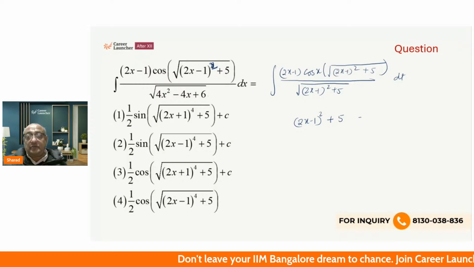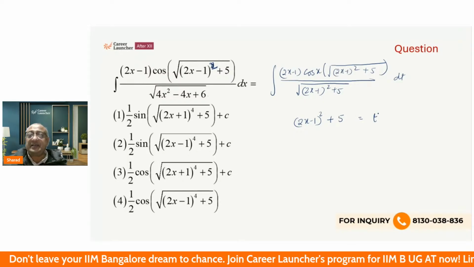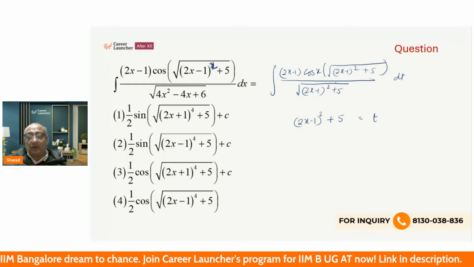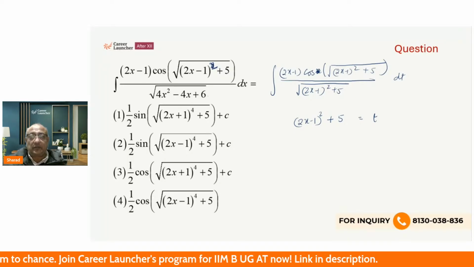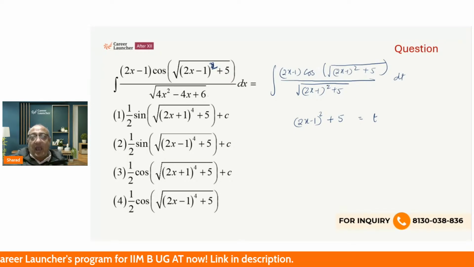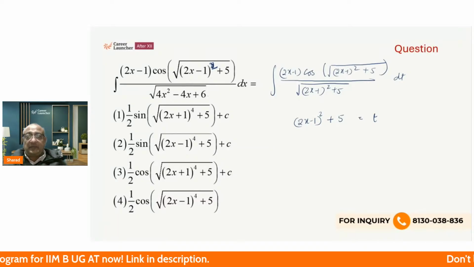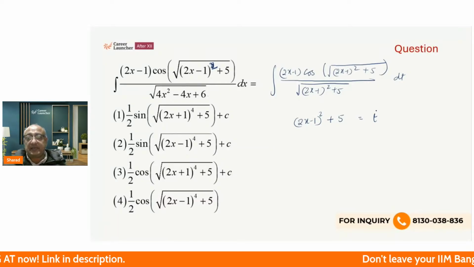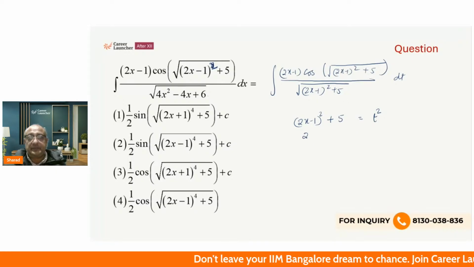So as I have told you, I'll put 2x minus 1 whole square plus 5 is equal to, what should I put? I have told you I'm sick of this. You know what? This is not x, this is cos only. So let me remove this. I'm sick of this under root, etc. So I'll put this as equal to t square. That has been the trick which I have been using and have been most of the time successful.